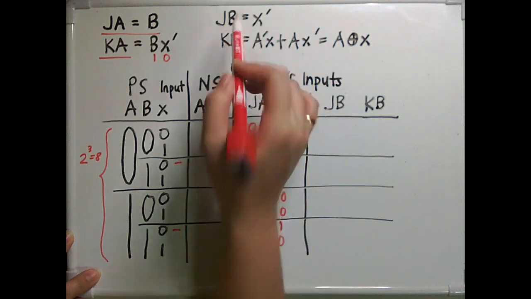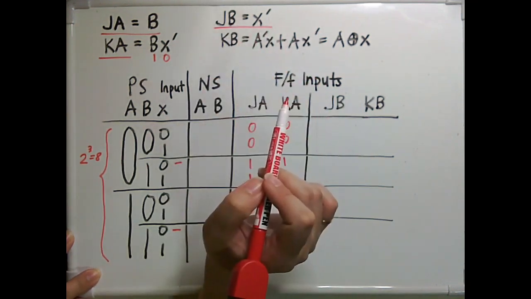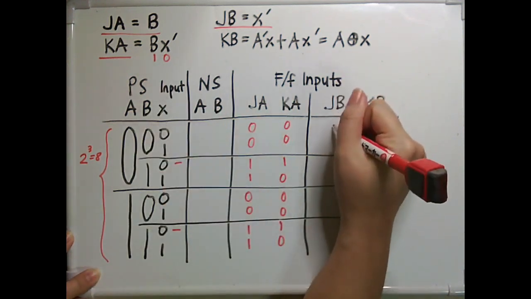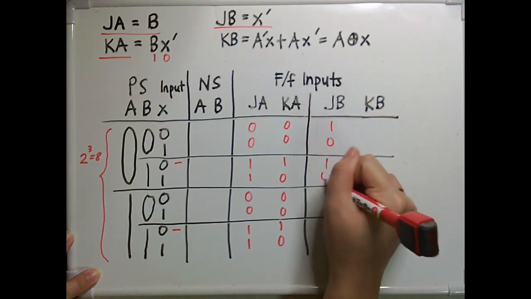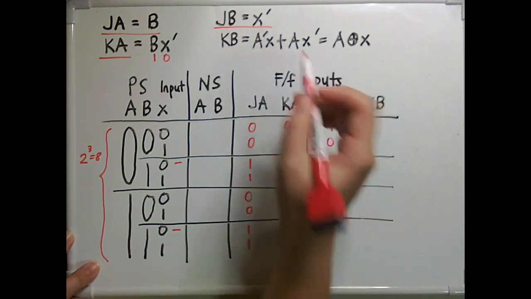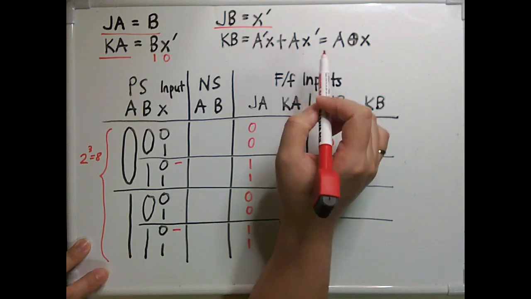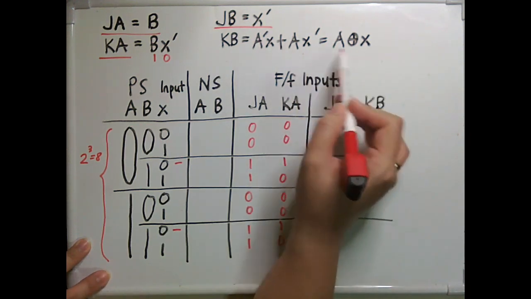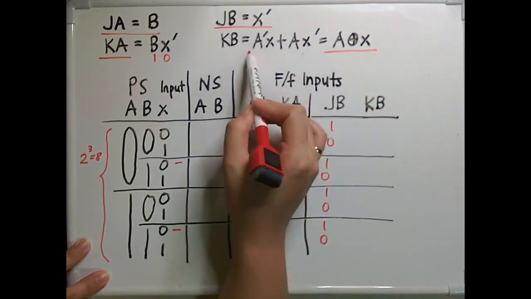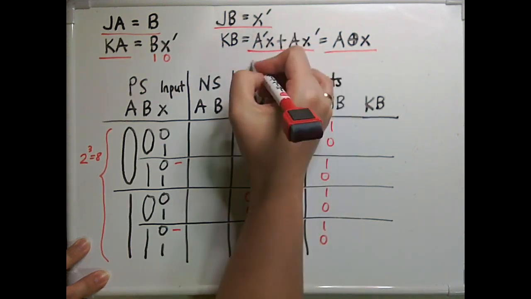Next, let's consider the other flip-flop. JB is equal to X prime, so we just need to complement X. It's 1, 0, 1, 0, 1, 0, 1, 0. And finally, the last input for flip-flop B, which is KB, is equal to AX or X. You can evaluate this one if it's easier for you, or you can evaluate it in its sum of products form. I'll choose this one.